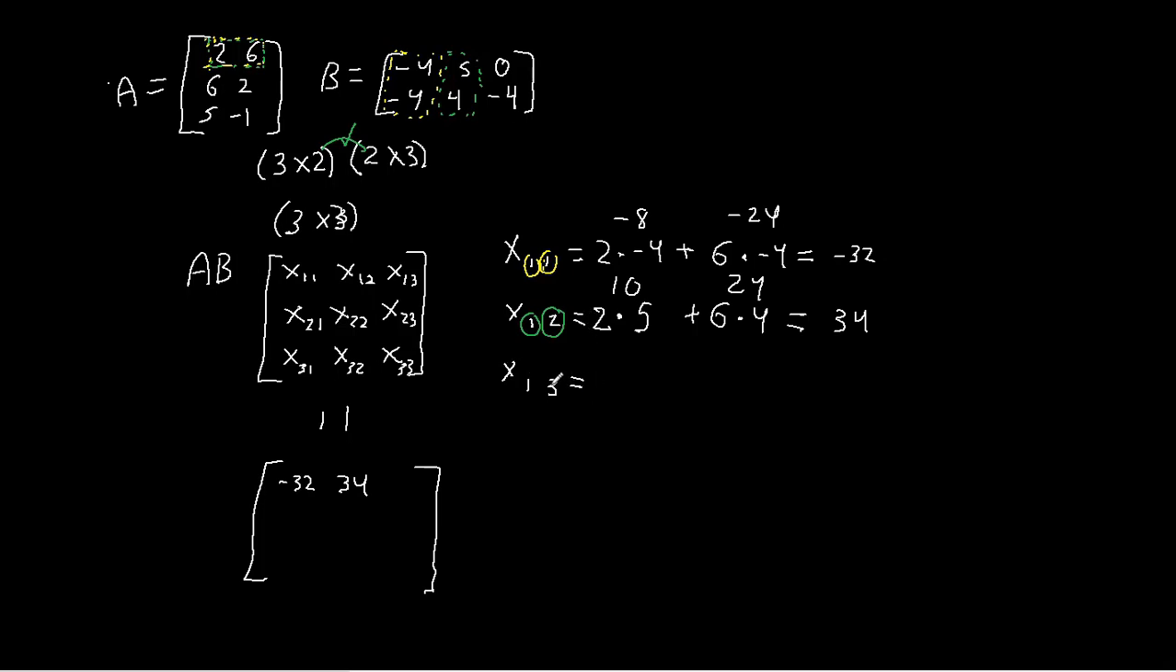Right, so x1,3 is going to pull the first row from the first matrix. So again, that's going to be that 2 and that 6. It's going to pull the third column from the second matrix, which is going to be that 0 and that -4. Okay, so if we do the math here, that's 0, that's -24. So we're going to get -24, which is going to go down here into that column.